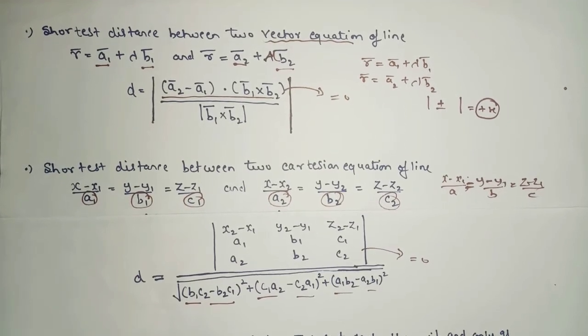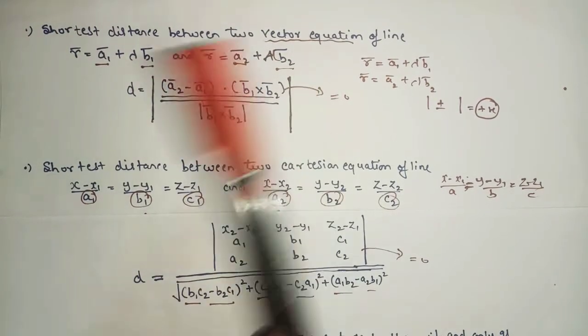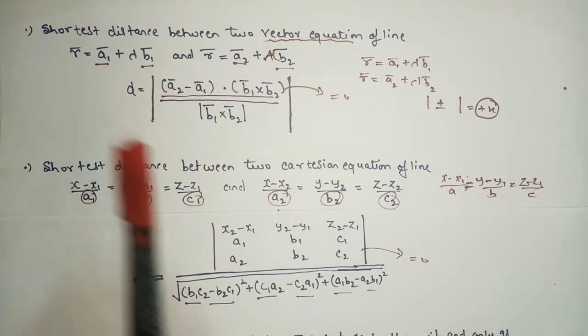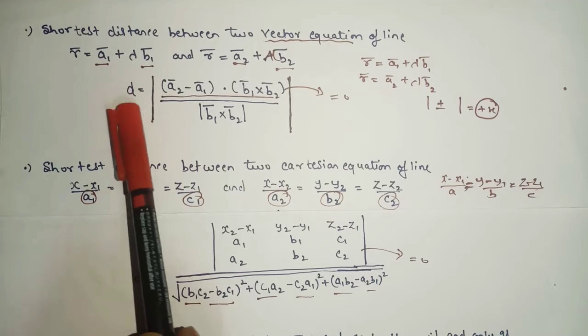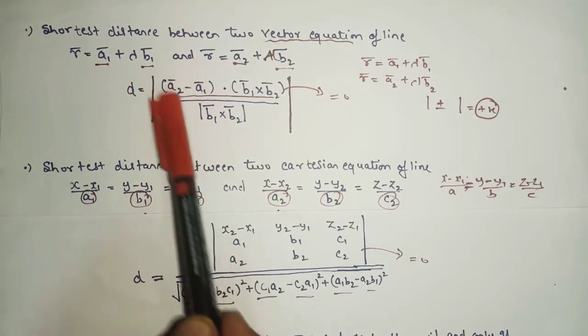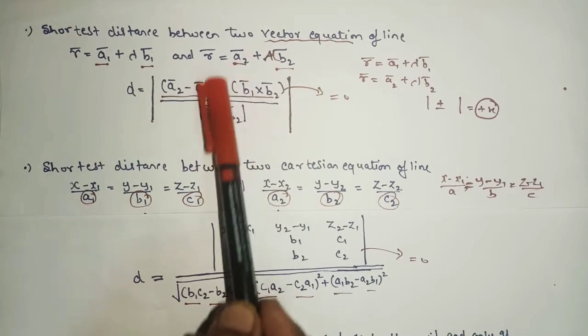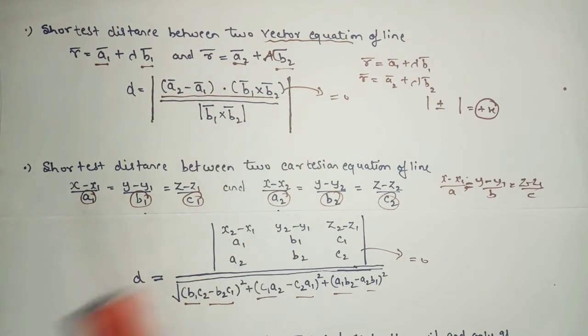You will compare the given vector equations with this, where you will get the values of a1, b1, a2 and b2. After that we have the formula to find the shortest distance between the two vectors. The formula is: D equals, in the bracket, a2 minus a1, then dot b1 cross b2, upon magnitude of b1 cross b2.